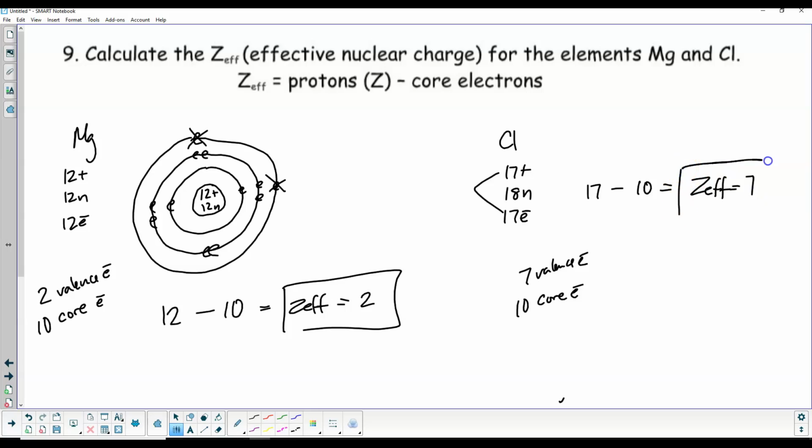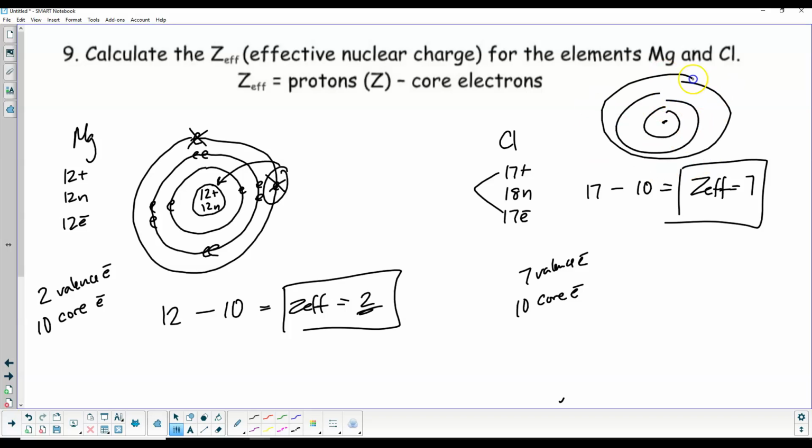7, effective nuclear charge. So what that means is, in a magnesium atom, one of these valence electrons essentially feels the pull of 2 protons pulling it in. If I was going to draw chlorine, here's chlorine's valence electrons, it's feeling the pull of 7 protons on it. So it's really pulling those electrons into the nucleus, which is kind of why we talk about atoms getting smaller as you go across left to right.